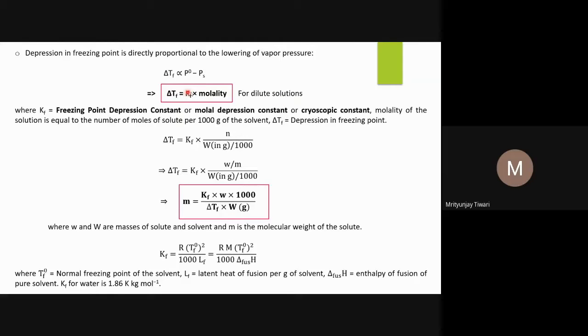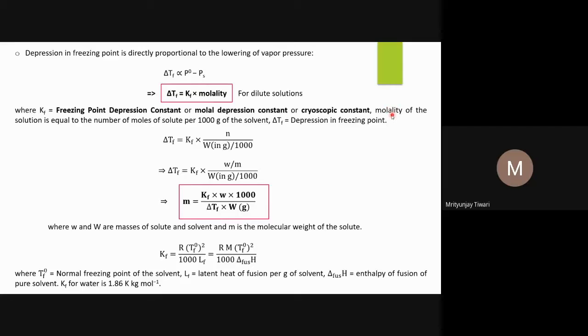And once you remove the proportionality, you have to add a certain constant, and this constant we denote as Kf. So delta Tf, the depression in the freezing point, is equal to Kf into molality, because delta Tf was proportional to the molality. This Kf is called the freezing point depression constant, or the molal depression constant, because this is the molality. So molal depression constant or cryoscopic constant. Cryoscopic, the term is about the frozen state at the lower temperature.